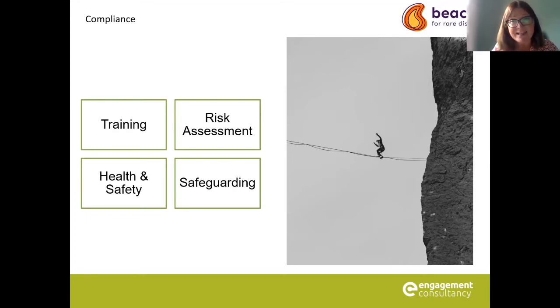Health and safety side of things, again, is there adequate health and safety training? If, as we were saying earlier, you're recruiting for that van driver who's going to be lifting furniture, have you covered off safe lifting? And safeguarding, really, really important.